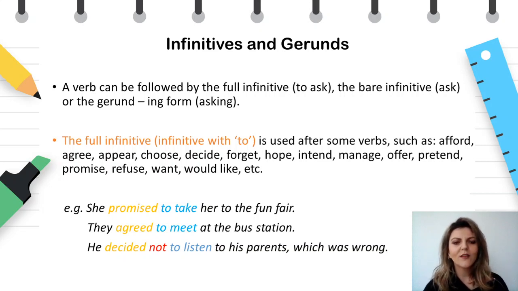She promised to take her to the fun fair. We have the verb promised here, and then we have the to infinitive, to take. Next, they agreed to meet at the bus station. The last example tells us how we make the negative with these verbs. We put not in front of the to infinitive. For example, he decided not to listen to his parents, which was wrong.